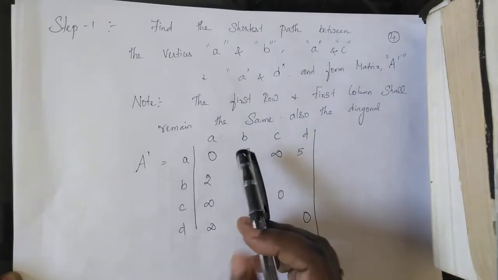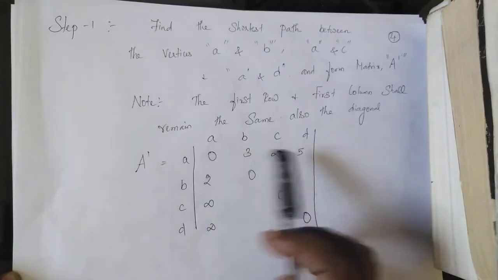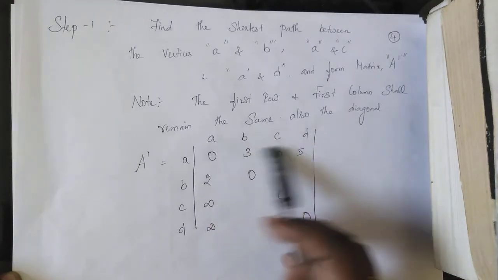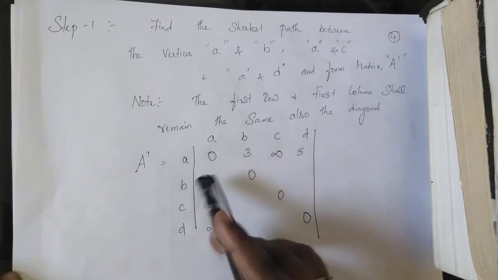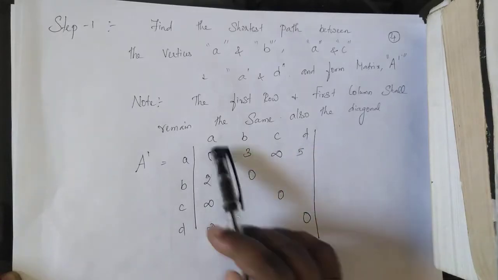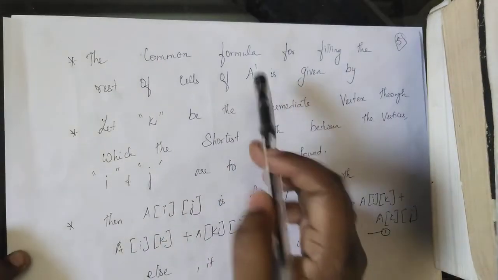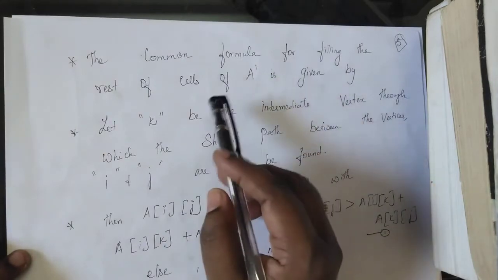So for that, we will make the first row and the first column remain the same. Why? Because they already represent the shortest path between the vertex A and the rest of the vertices. So they shall remain the same, and the diagonals will also remain the same. Now we are in a position to update the A1 matrix for the rest of the cells.